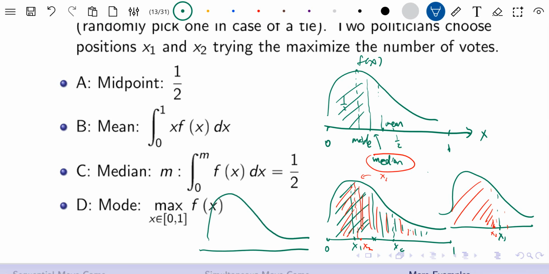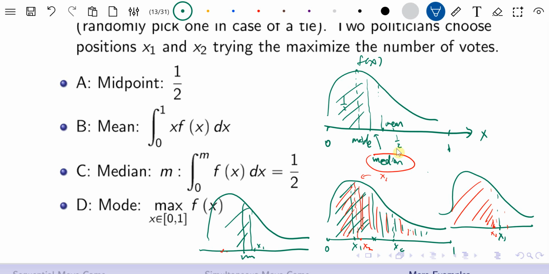Let's draw the same thing again and say our median is here. If x1 is on the left of the median, and x2 is very close to x1, x2 can get all of these, and I know the median is here, so I know I'll get more than half. That means I will win. So basically on the left of the median, x2 wants to be very close but on the right of x1. And similarly, if x1 is on this side, x2 wants to be very close to x1 but a bit on the left, to get more than half of the votes.